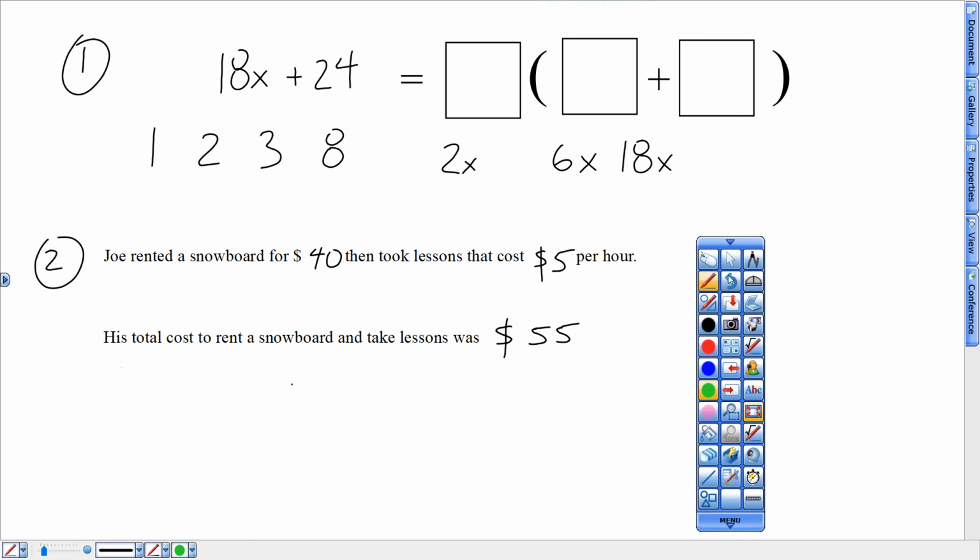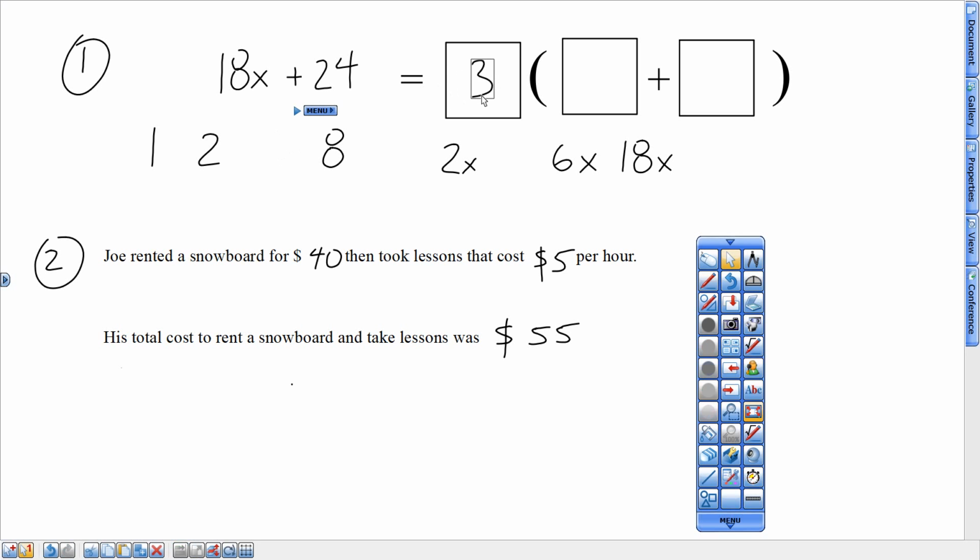1 is not the number to start. Start with a 2. If I put 2 here, the only number times 2 to get 18x would be if this was 9x right here, not listed. So 2 is not my number. Try the next one, 3.